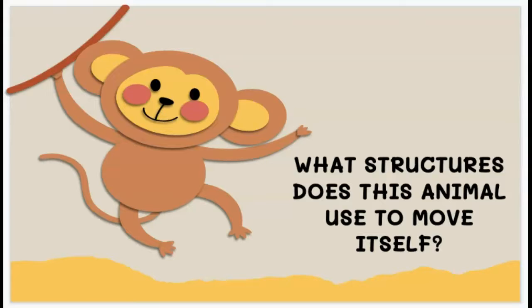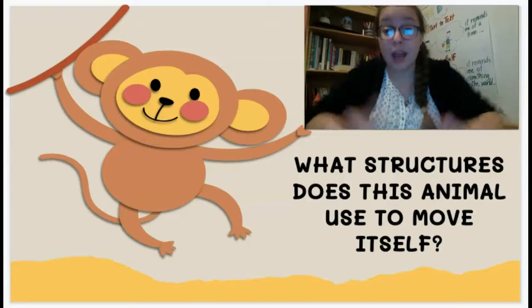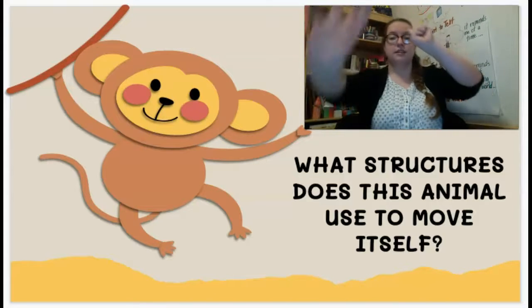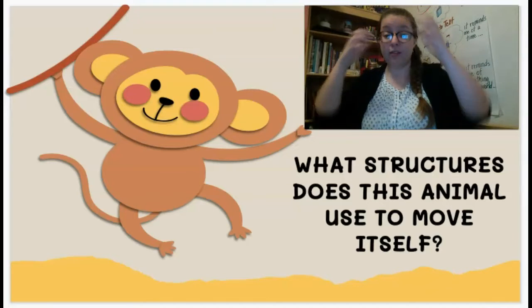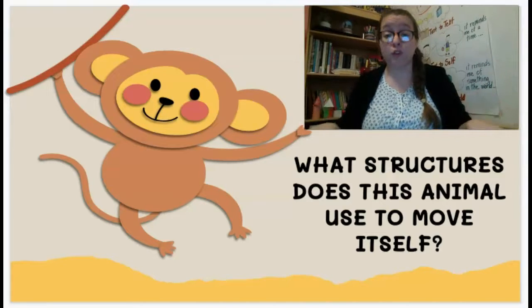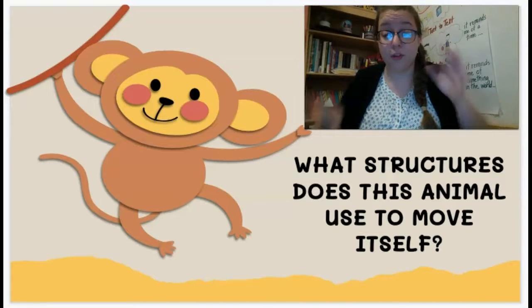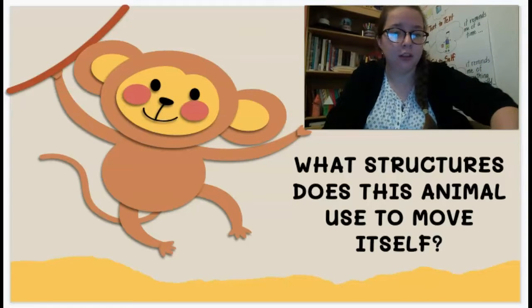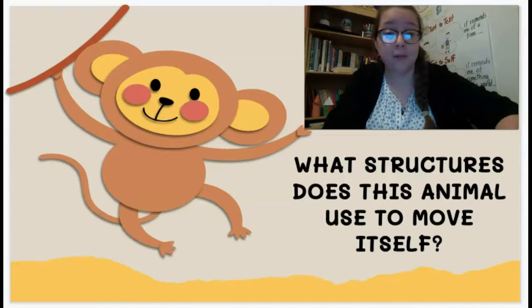Well, those are some good thoughts. Yes, and we can see in our picture here, the animal, or the monkey, is using its hands. My hands are cute. There you go. The monkey is using its hands to grab on to the different vines, which help it to move. So the structure this animal uses to move is its hands. Great job, friends. Let's try another one.